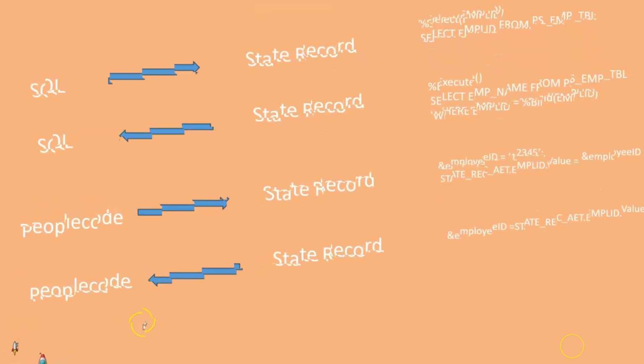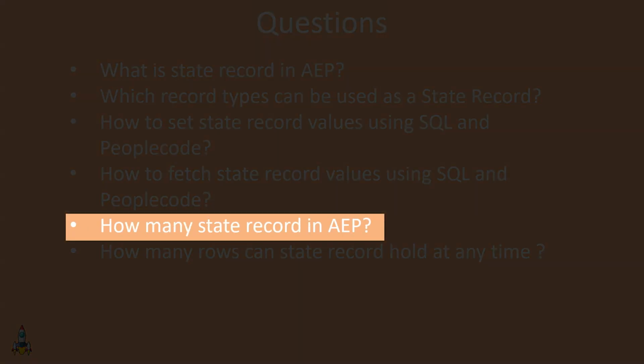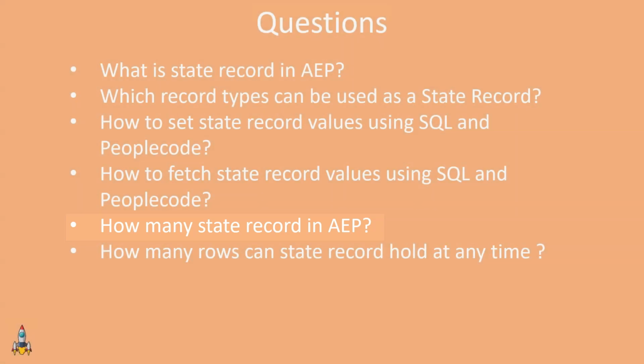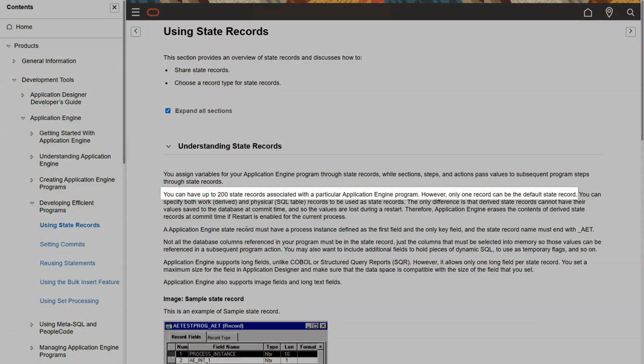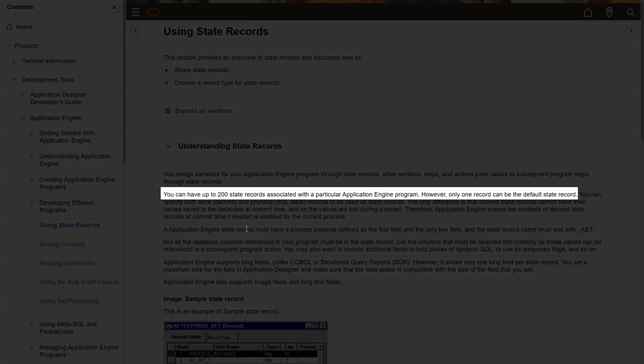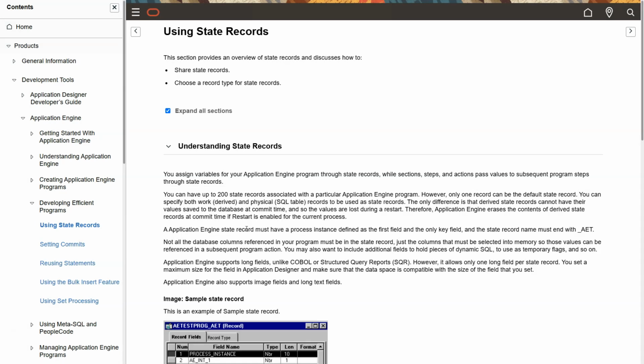The next question is, how many state records can be there in an application engine program? As per PeopleBooks, we can have up to 200 state records associated with a particular application engine program. However, out of these 200 state records, there can only be one default state record. Now, what is the difference between a default state record and the remaining 199 non-default state records?